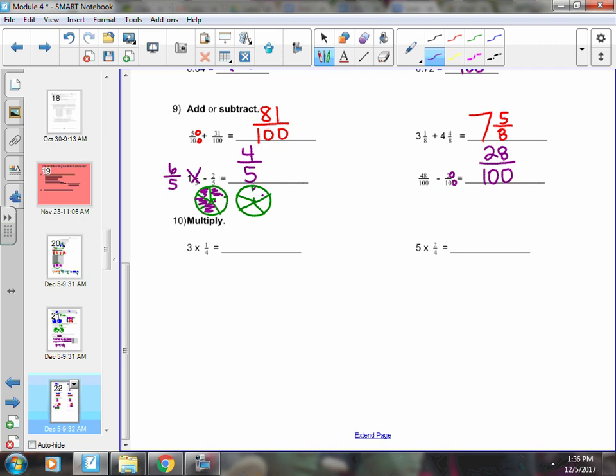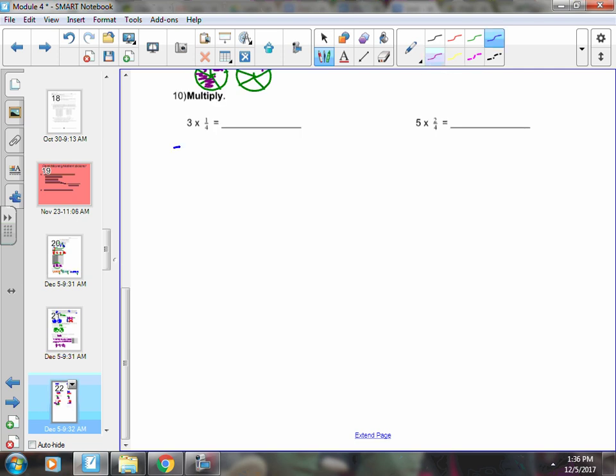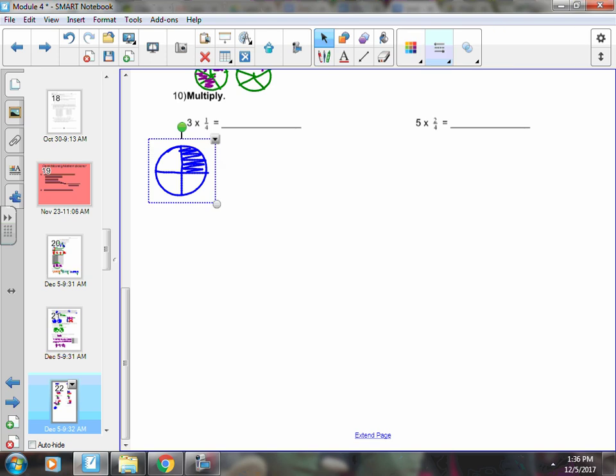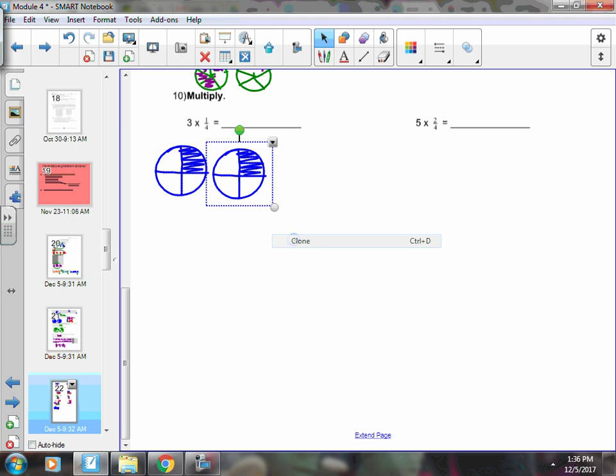Okay, number 10. 3 times 1/4. Say what? 3 times 1/4. That just means 3 1/4s. So I'm going to draw a picture, and I'm guessing that you'll say, oh, that makes sense after you see it. So I'm going to draw a picture of 1/4, and I'm going to clone it so I can show it 3 times. That is what 3 times 1/4 is.